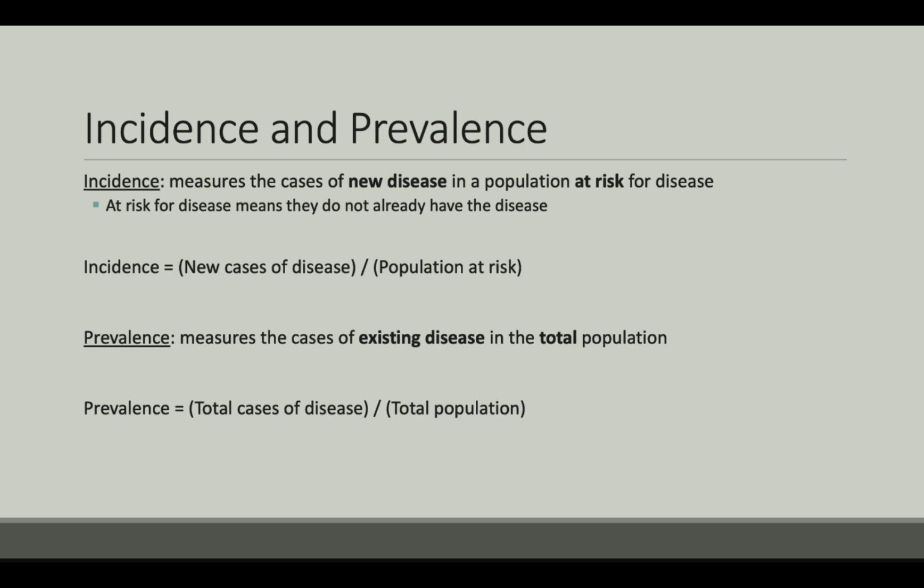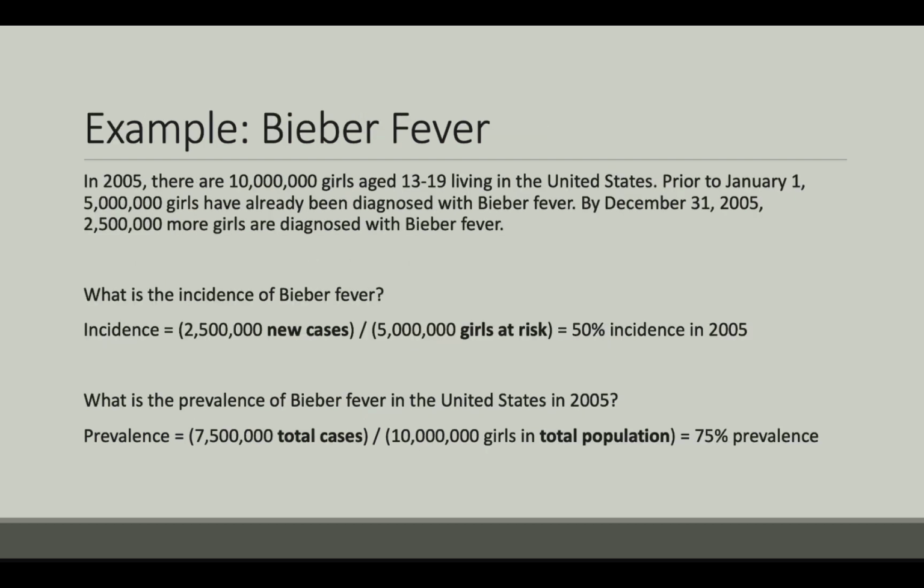You can think of incidence as diseases that occur inside the study period. Prevalence is the proportion of total cases of disease in the total population. This means that you count everyone who has a disease as a case, even if they already had the disease at the beginning of your study. This is easier to understand through an example. So we're going to go back to our Bieber fever example.